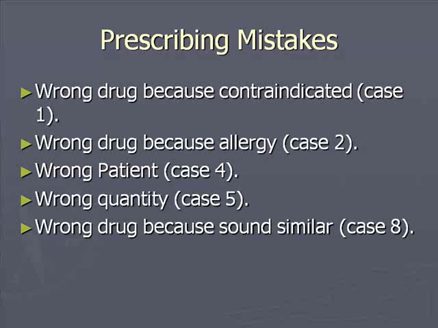The prescribing mistakes were, in case 1, the wrong drug being prescribed because it was contraindicated. In case 2, the wrong drug prescribed because of an allergy. In case 4, the wrong patient. Case 5, wrong quantity. And in case 8, the wrong drug being prescribed because they sounded similar. So what are the causes of these mistakes?